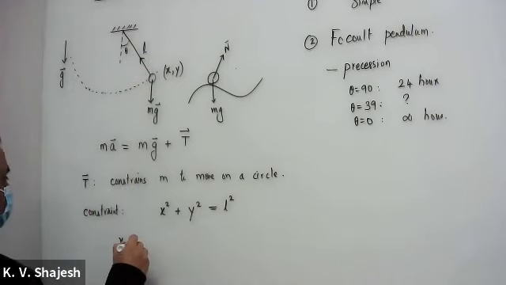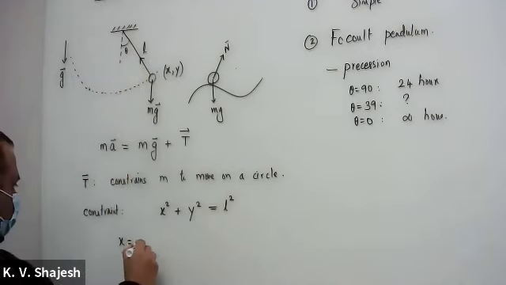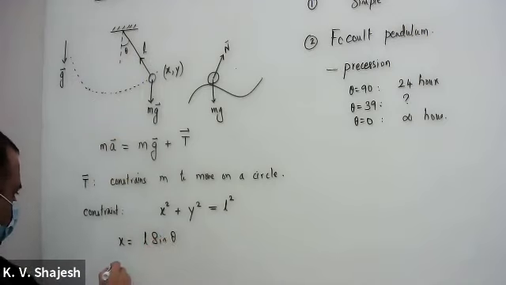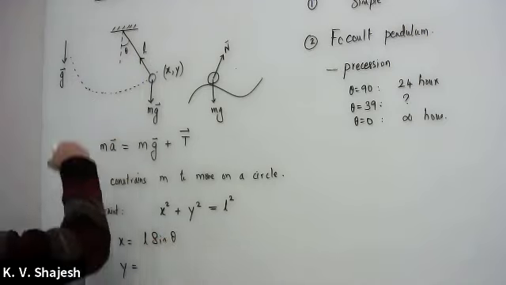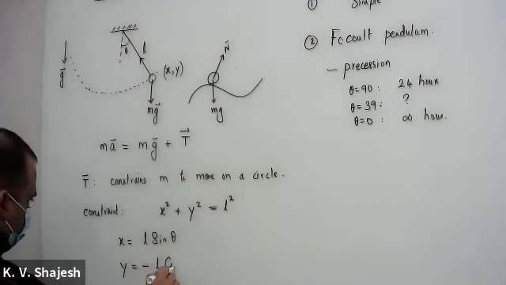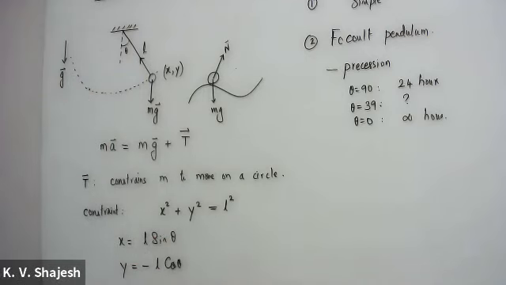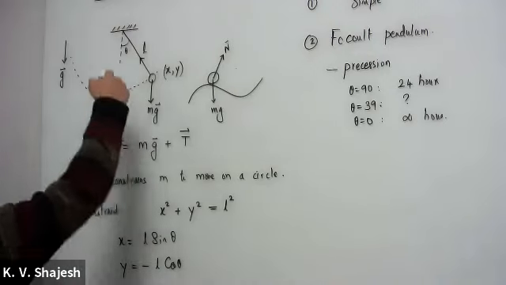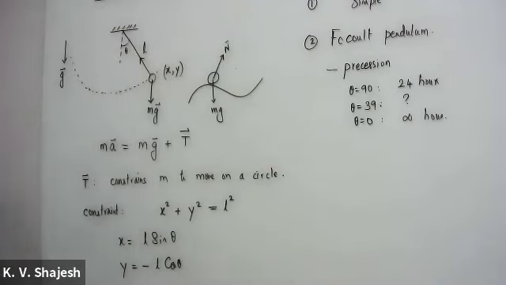So X is equal to L sine theta, and Y is equal to minus L cosine theta, if we go by the standard coordinate system. The angle theta here is with respect to the negative y-axis. Typically, in polar coordinates, it is with respect to the positive x-axis, so in that sense it's slightly off.